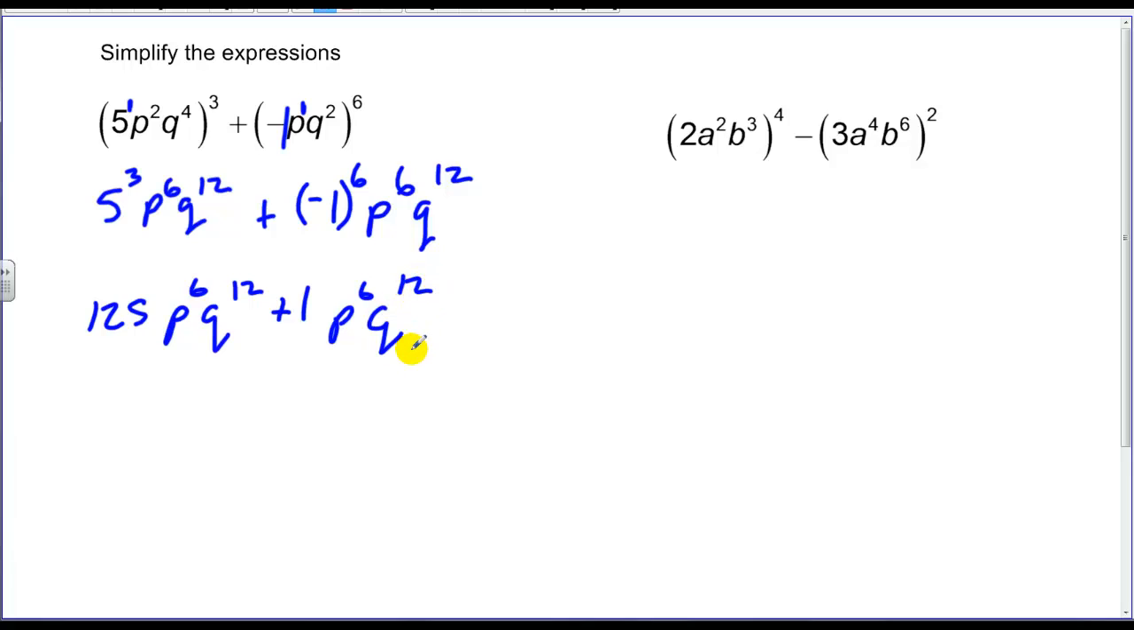Now, this problem is asking me if I can take and add these terms. In other words, are they like terms? Well, like terms state that I can have different coefficients out in front, but in order to add these, I must have matching variables, which I do, and matching exponents, which I do. And if that's the case, I keep all the variables the same and add the numbers or the coefficients out in front. So that's 126, p to the 6th, q to the 12th.